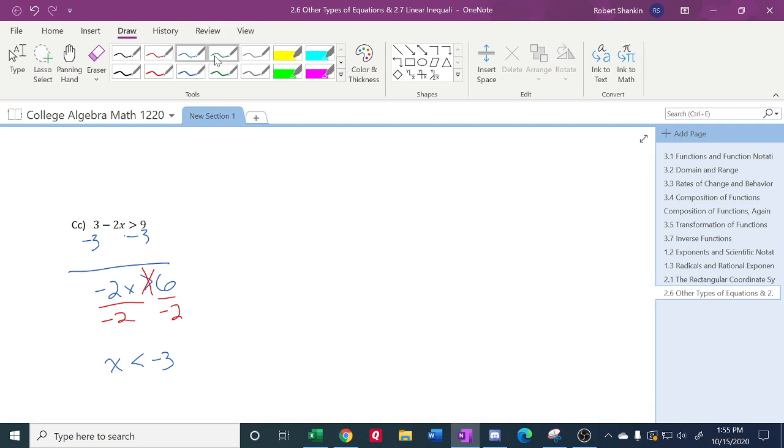Now, let me show you a whole other way I could have done this problem. Notice there are 3 terms, 2 on the left side of the inequality and 1 on the right. Suppose I move all the x's over to the right, and I move all the numbers to the left.